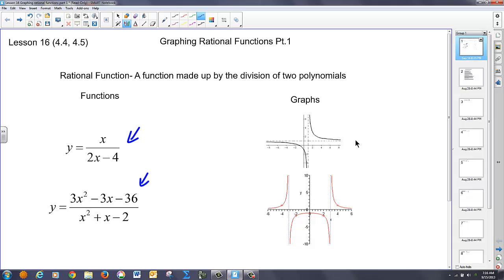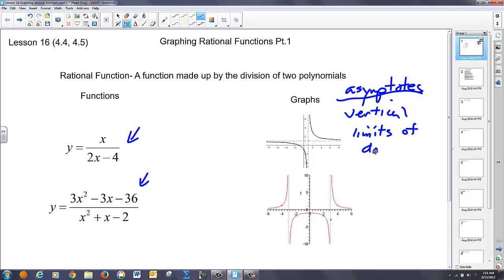These may not be the exact graphs corresponding, but they are rational graphs. And you'll notice these dotted lines going on. These guys are called asymptotes. And there are two types, well, actually there's three types, but there's going to be two types we talk about today. One are vertical asymptotes. And what these do is they describe limits of domain. In other words, what values cannot exist in the function.